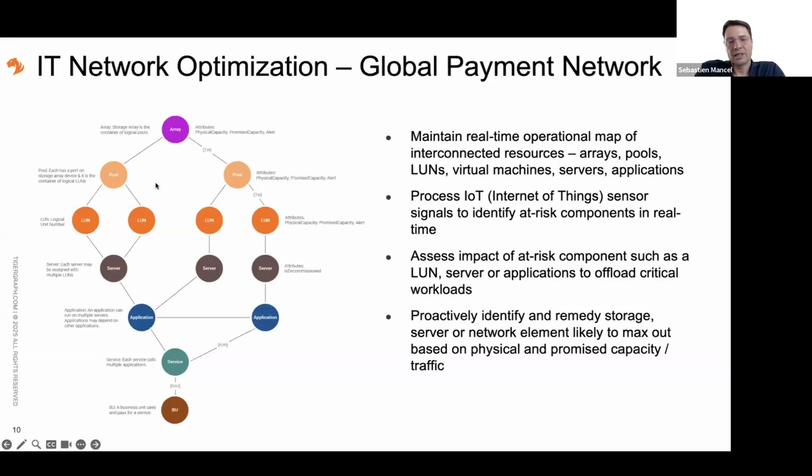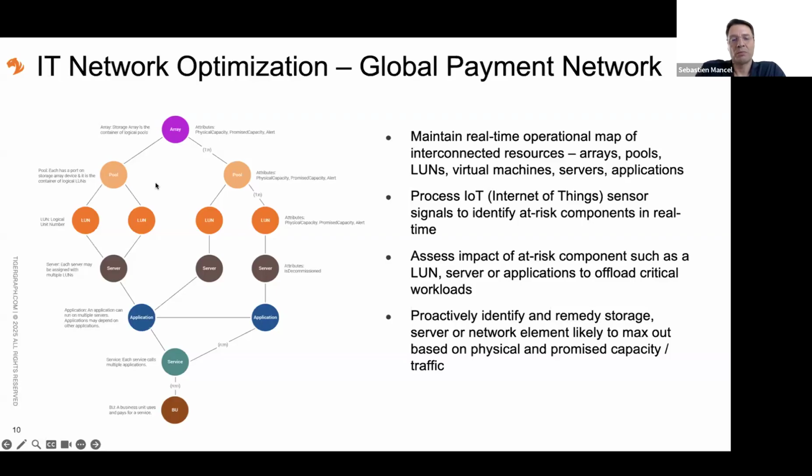So using graph analytics, they were able to build a real-time operational map of these dependencies, allowing them to ingest IoT sensor signals to monitor hardware health and identify at-risk components in real time. So if a component like a LUN, server, or application shows stress or failure risk, the system can assess the downstream impact across workloads and proactively reallocate resources. So this ensures that critical applications remain available even if the underlying infrastructure is degrading.